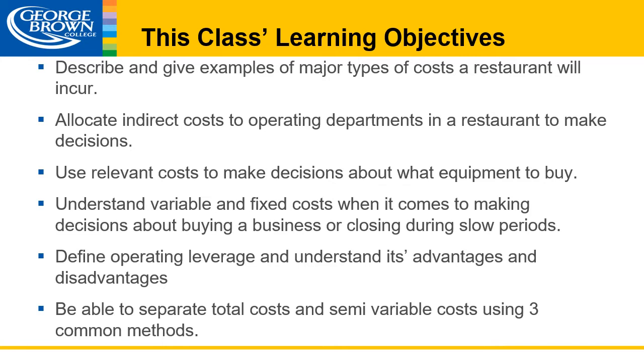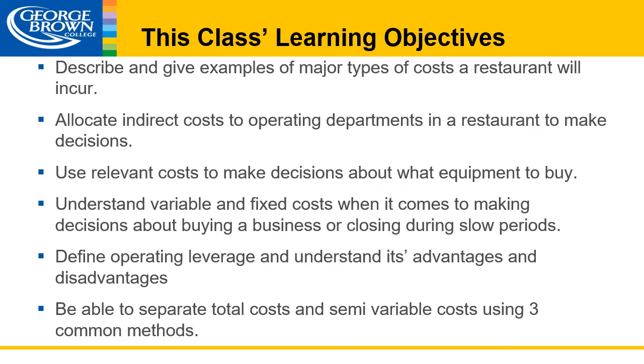You're going to be able to allocate indirect costs to operating departments. You're going to use relevant costs and distinguish them from non-relevant costs to be able to make decisions. You're going to use variable costs and fixed costs to make decisions about, possibly, what kind of business we should be buying, or if we should be closing down during slow periods.